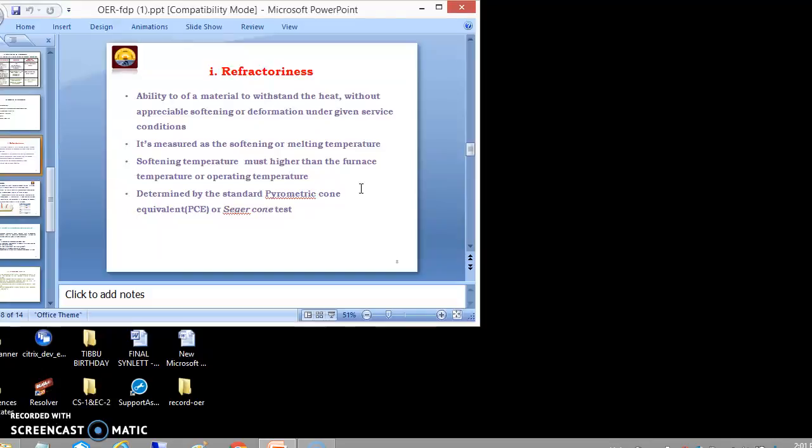Refractoriness. Refractoriness is nothing but the ability of a material to withstand the heat without appreciable softening or deformation under given service conditions. It is measured as a softening or melting temperature. Softening temperature must be higher than the furnace or operating temperature. This refractoriness is generally determined by the standard pyrometric cone equivalent or Seger cone test.